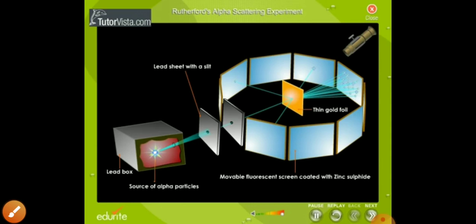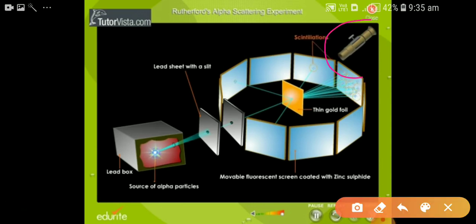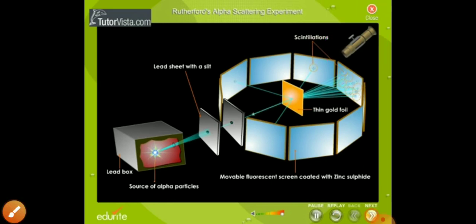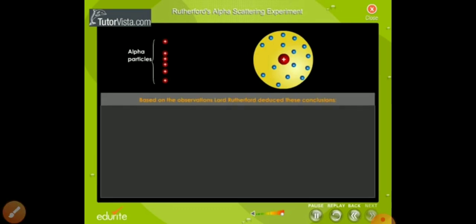You will see these observations are recorded using the microscope. This screen is a moving screen. So with the microscope, he observed all the alpha particles.